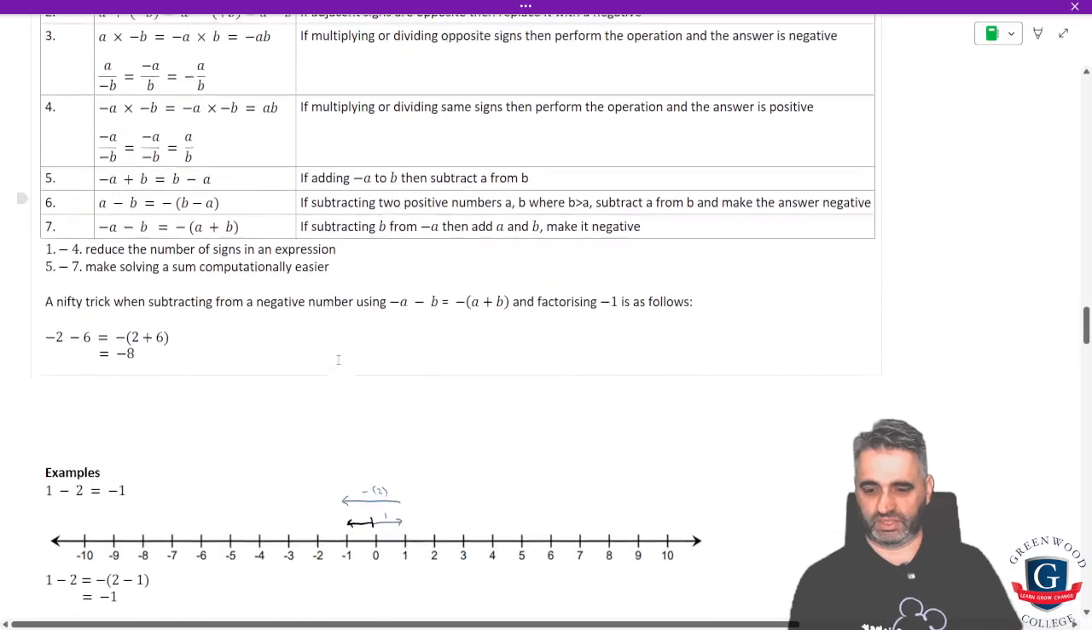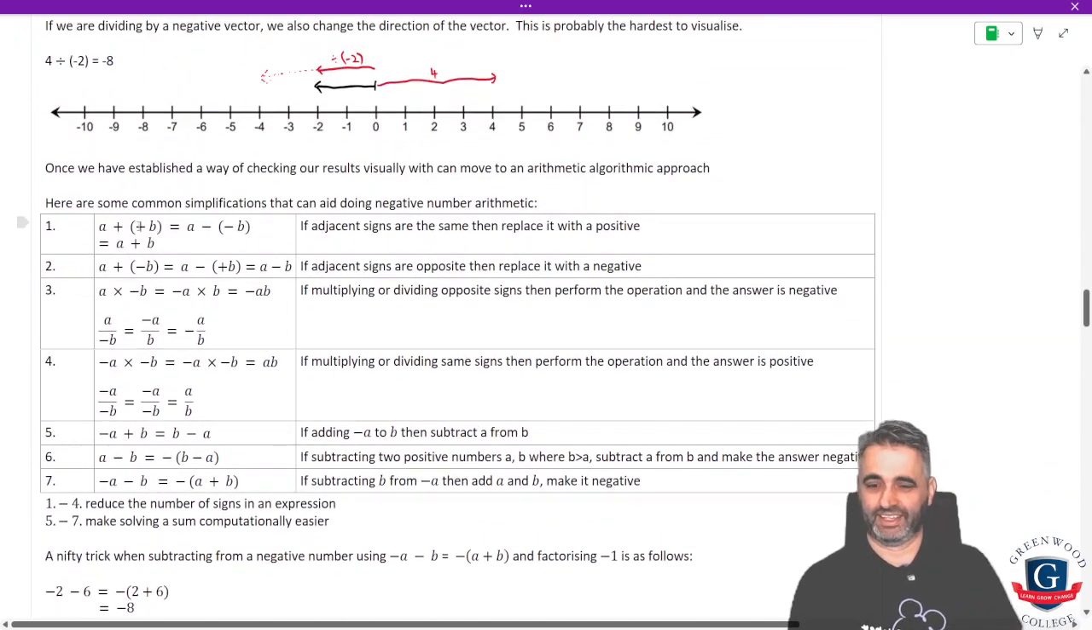So here come the rules. If we have plus plus or minus minus, it simplifies to plus. If we have plus minus or minus plus, it simplifies to minus. If we're multiplying a positive number by a negative number or a negative number by a positive number, the answer will be negative. If we're dividing a positive number by a negative number or a negative number by a positive number, the answer will be negative. If we are multiplying two numbers with the same sign, the answer will always be positive.